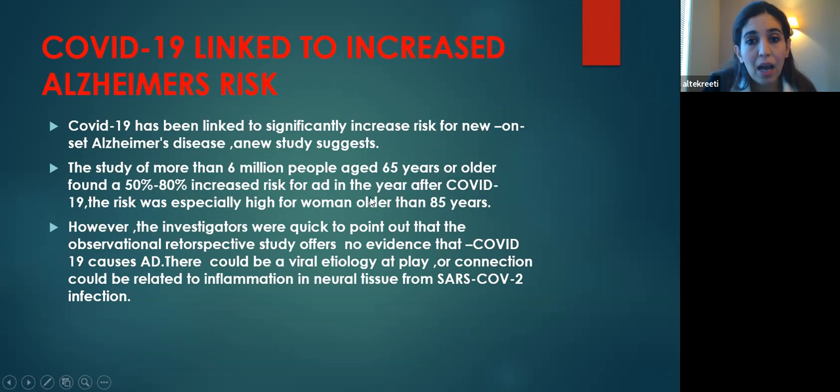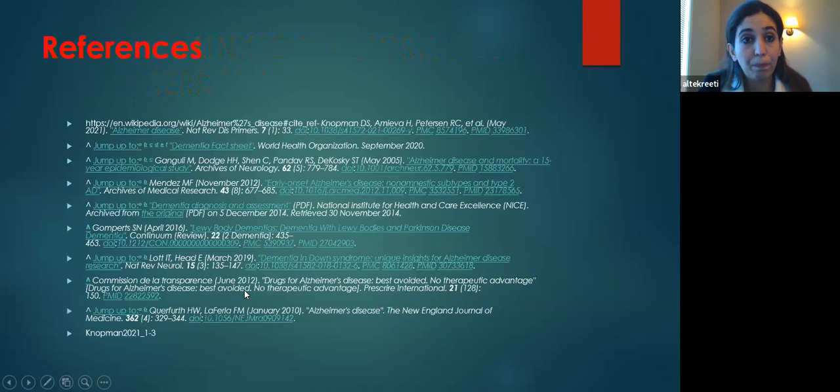Alzheimer's disease, especially in women older than 85 years. However, the investigators were quick to point out that this observational retrospective study offered no evidence that COVID causes Alzheimer's disease. There could be a viral etiology at play, or the connection could be related to inflammation in neuron tissue from the COVID infection. So this is the reference for my presentation.